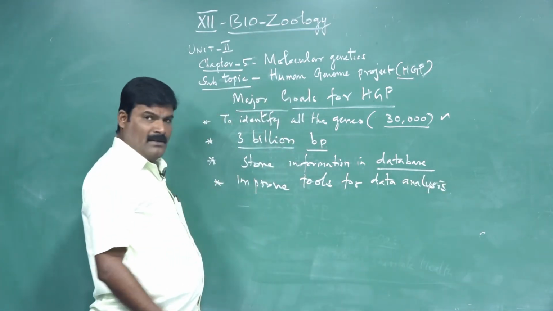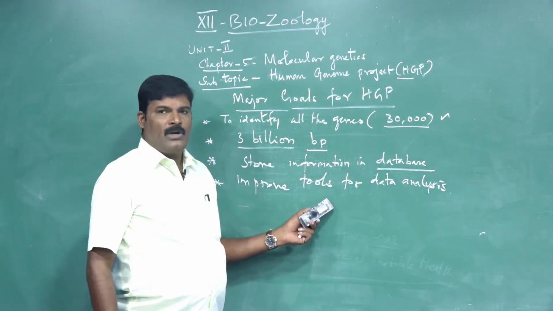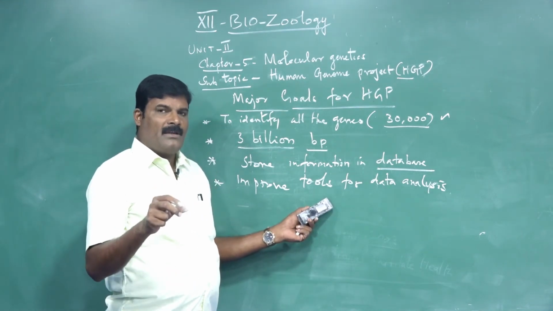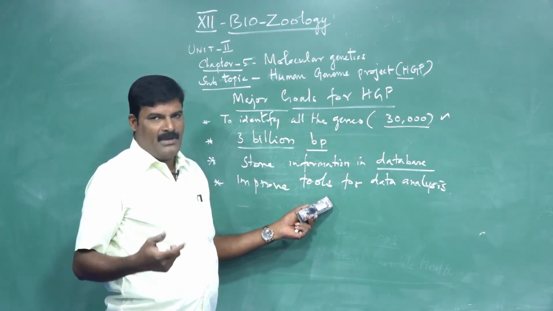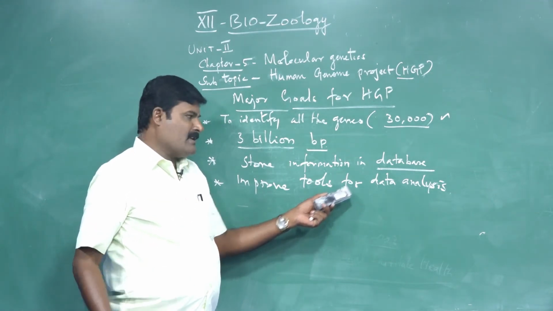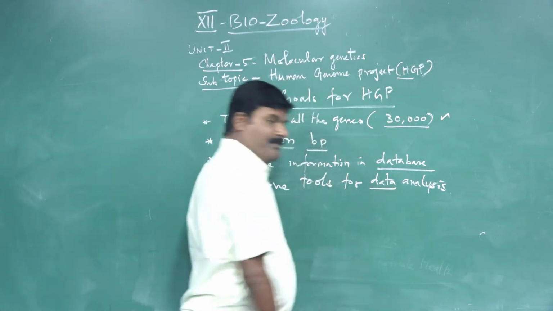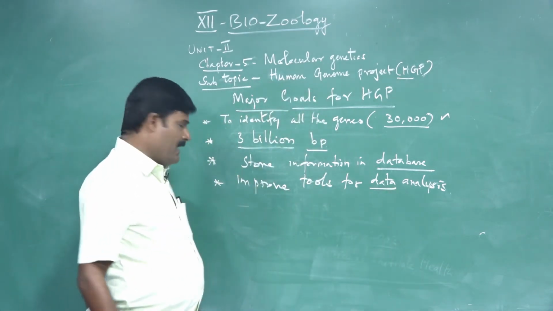So these are other goals. Improve the tools. Tools means what? Some of the materials or available information is called tools, or chemicals, or it may be other enzymes used for data analysis.